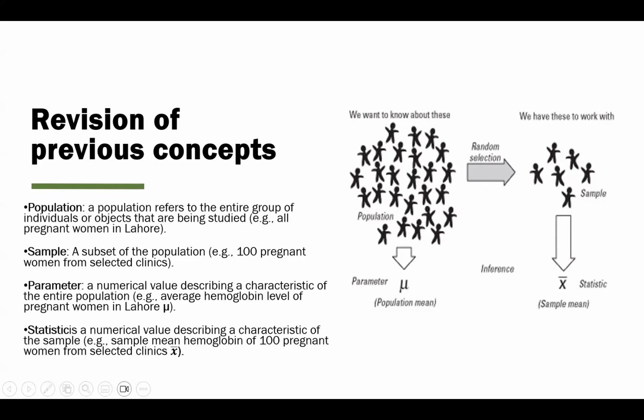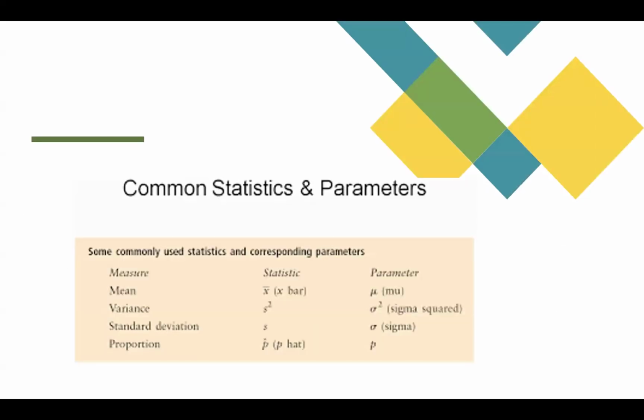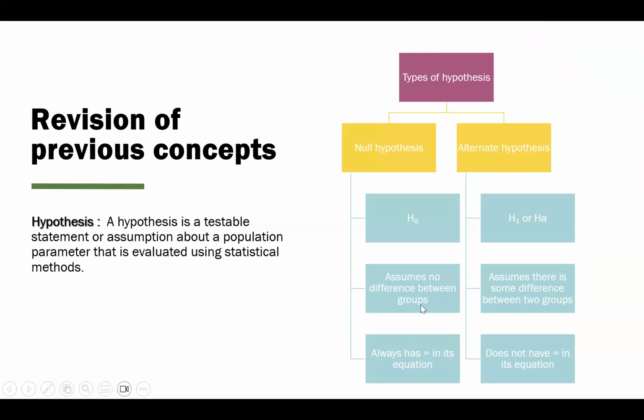Now here I just wanted to revise the difference between a statistic and a parameter. For example, the mean is denoted by x bar for the sample, and it is denoted by mu for the whole population. Similarly, there are differences in variance, standard deviation and proportion for the sample and for the whole population. So now we come to the concept of the hypothesis. We have done this many times, so I'm going to make it very quick and focus on the most important parts of the previous concepts.